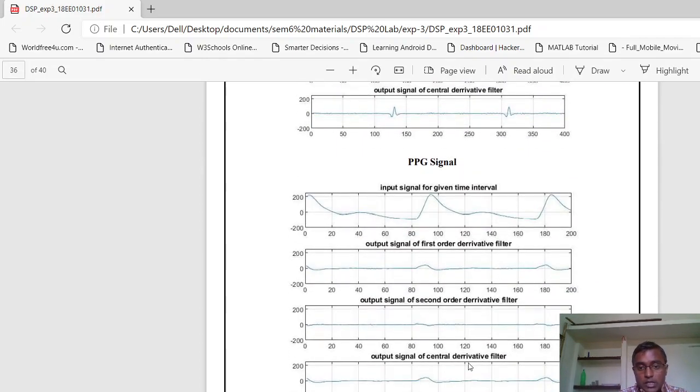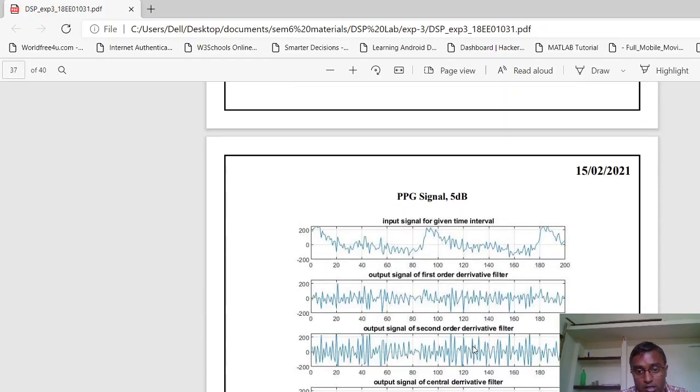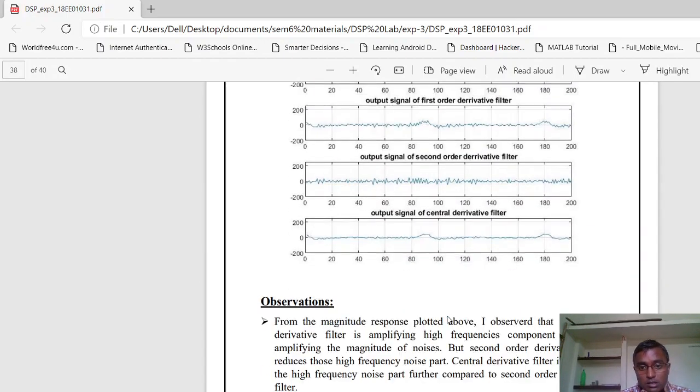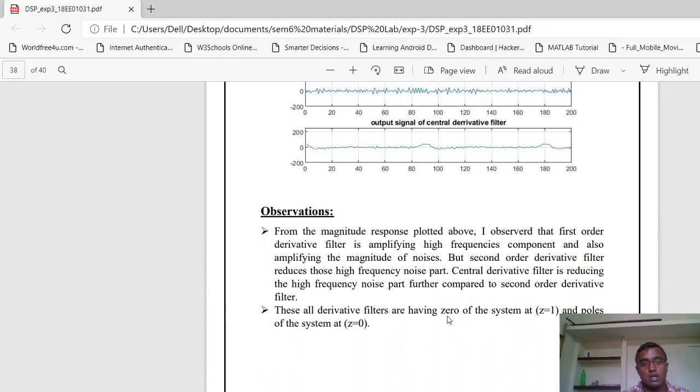This is for the PPG signal. This is the output for the PPG signal. This is for the PPG signal at 5 decibel. This is for 15 decibel, 20 decibel, and this is the observation.